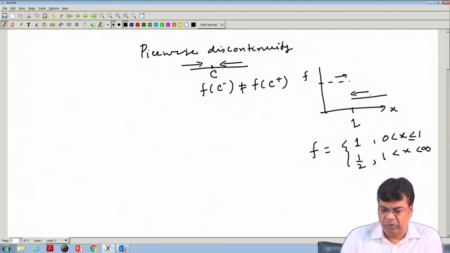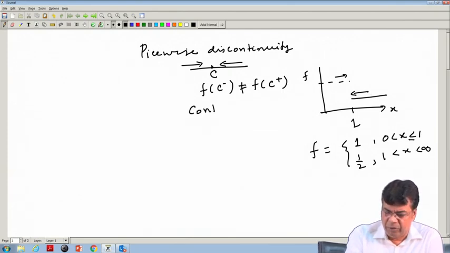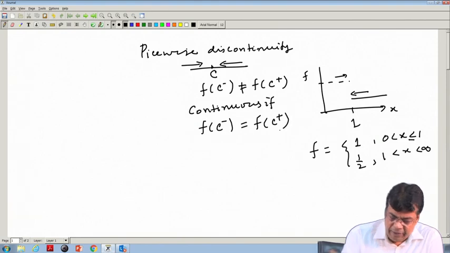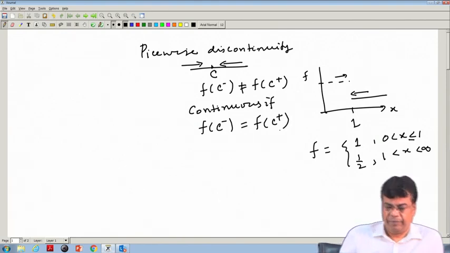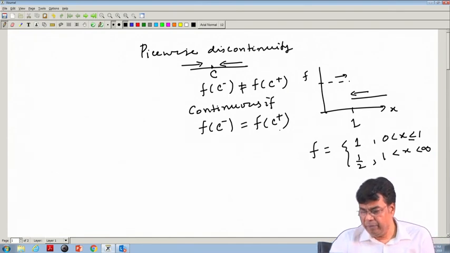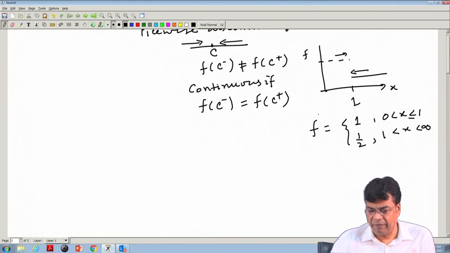If it is continuous, it means both are the same, f(C minus) equal to f(C plus). But this kind of function is still integrable. It may not be differentiable, but it is integrable. Now, we may come across this kind of function.